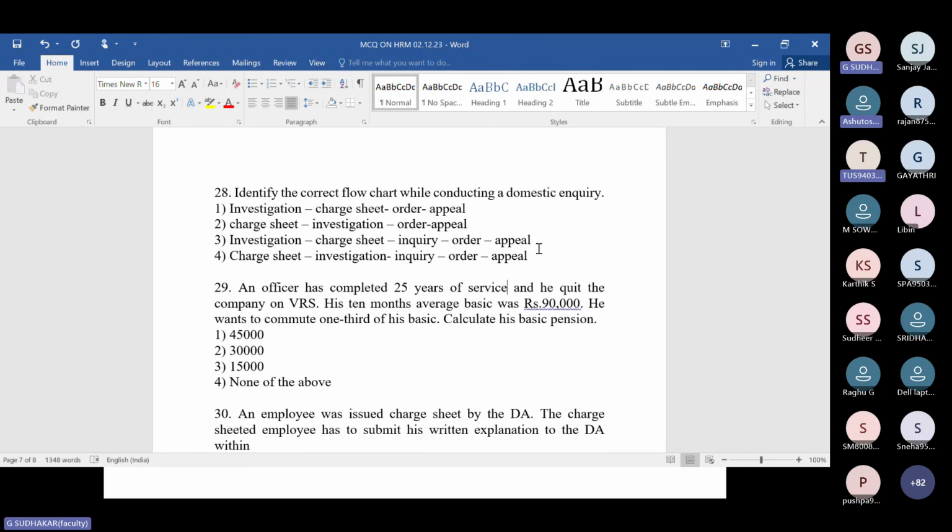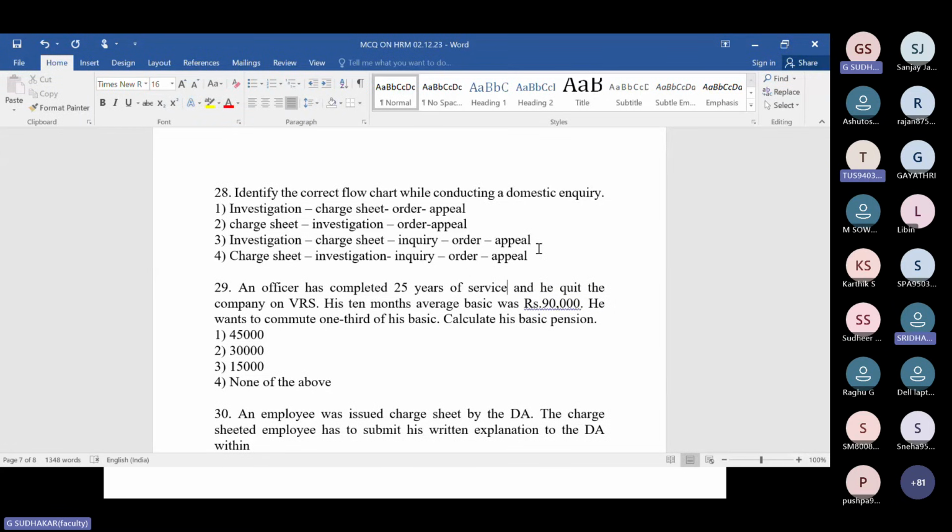Do you understand now? But sir, he is commuting also. This type of questions will only come for you. They have not asked commutation. Calculate his basic pension, that's all. Why are you worrying about commutation? He wants to commute 1/3 of his basic. But what is the answer? Are they asking the commutation amount? No. Calculating his basic pension.